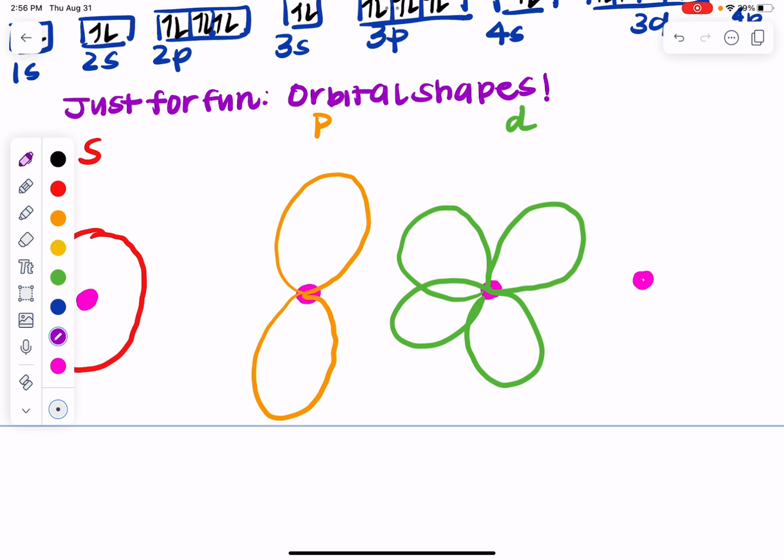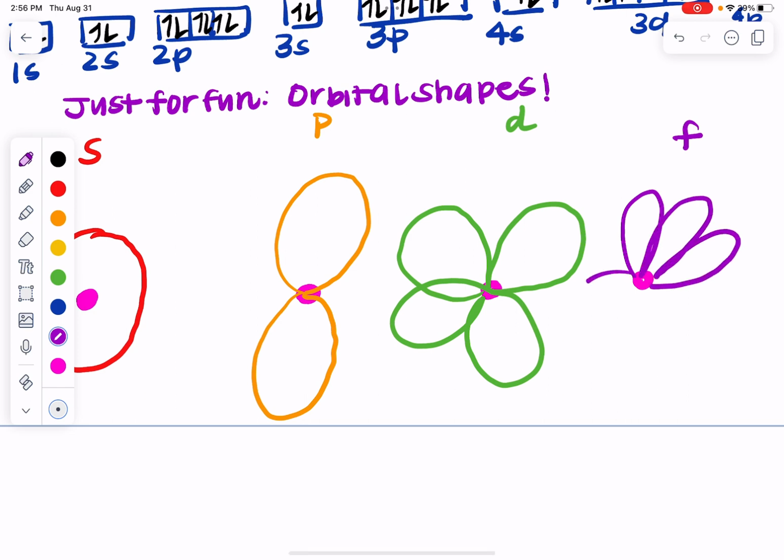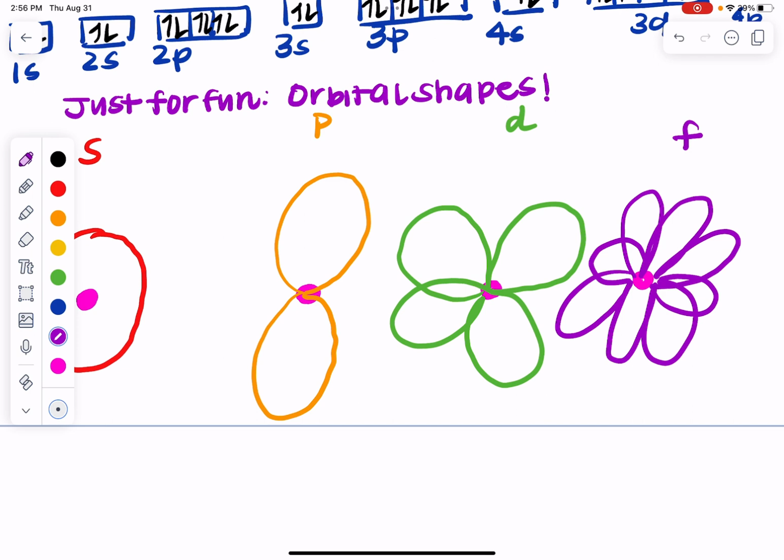And the last one, the f orbital, kind of looks like a flower with 3 petals on one side, 3 petals on the other side, and then 1 small petal on top, 1 small petal on the bottom. These are how the electrons orbit the nucleus, or kind of the path that they take.